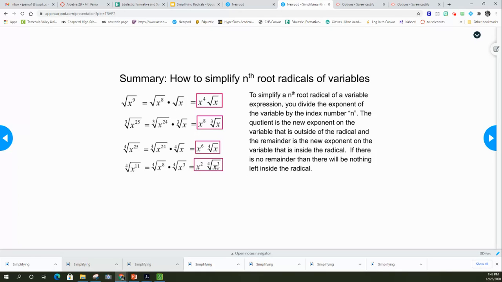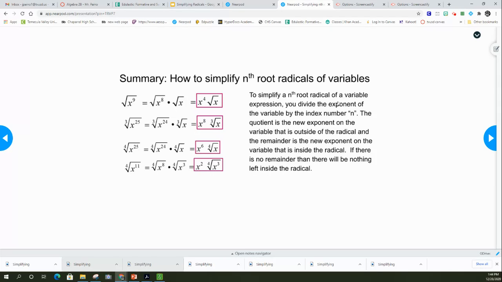All right, so it is okay to have an exponent still left on the inside if that exponent is smaller than the index number. Right? You should never have an exponent that's larger than the index number. If you do, it means you didn't simplify it enough. All right, and so over here I kind of just described that.